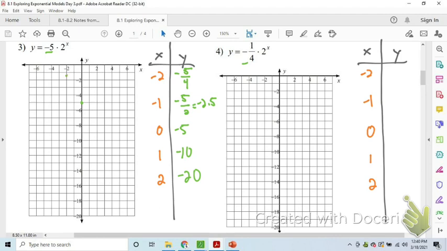-5/4, that'd be -1.25. Then -2.5 goes right here. And there's my 0, -5. Love it. Then I have 1, negative 10. Brilliant. And then I have 2, negative 20, which just barely fits. All right, now, I could put in some other points. It's going to look like this.